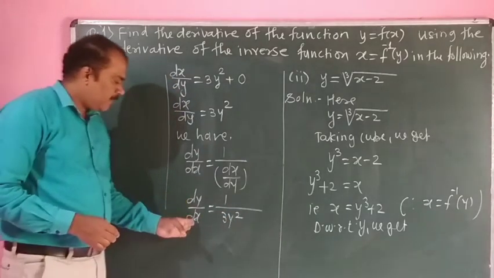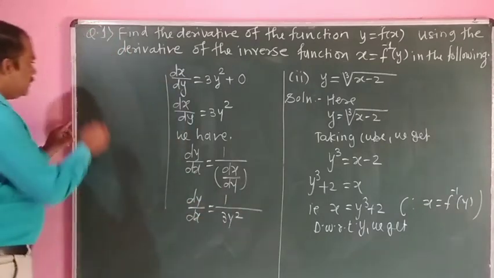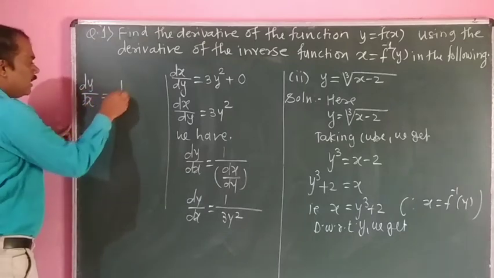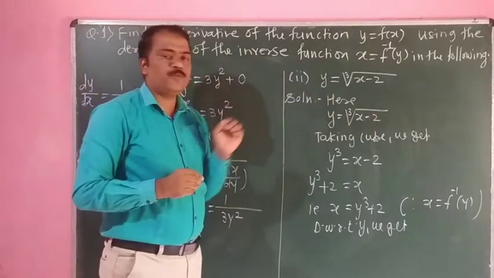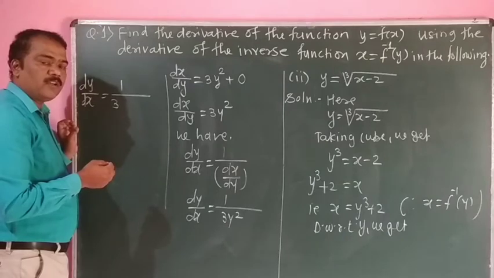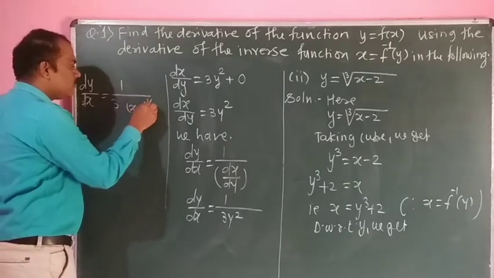We have to find dy by dx, which means the required answer must be in the variable x. So dy by dx is equal to 1 upon 3 times, what is the value of y? The value of y is the cube root of x minus 2. The cube root of x minus 2 is nothing but the power 1 by 3, that is, x minus 2 raised to 1 by 3.